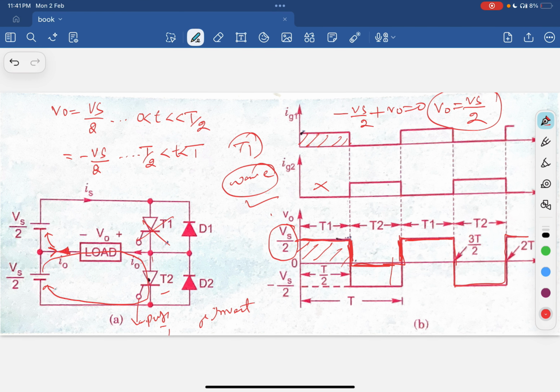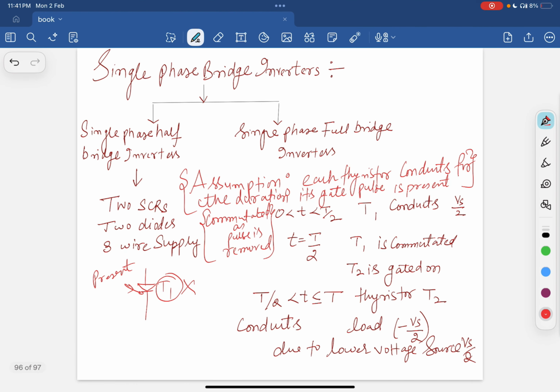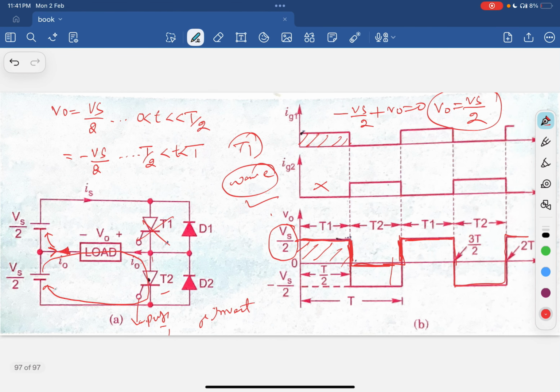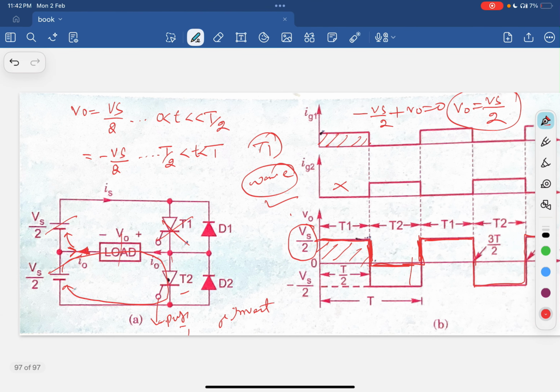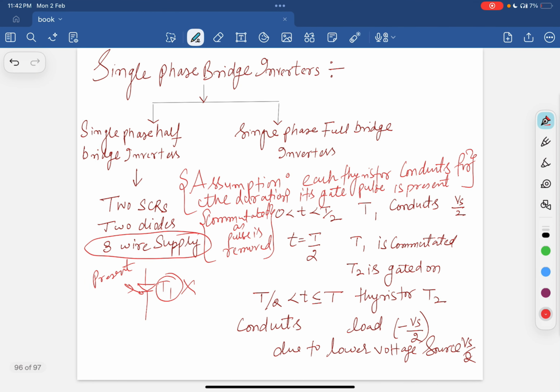Also, what are the drawbacks of this kind of half wave bridge? One of the drawbacks is that it uses a three wire supply. So this is one of the disadvantages. It uses a three wire supply. As you can see here, 1, 2 and 3 wire supply. So we don't want a three wire supply.